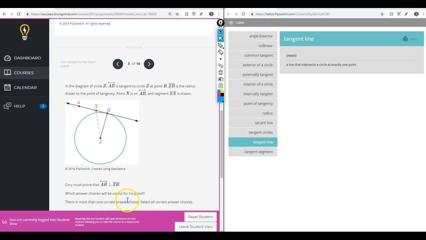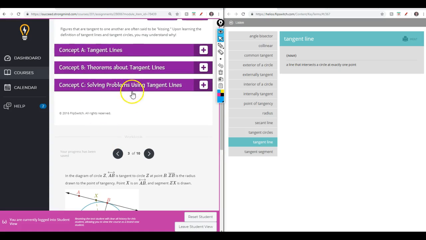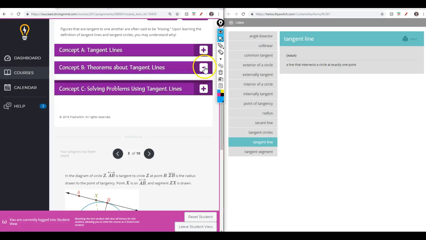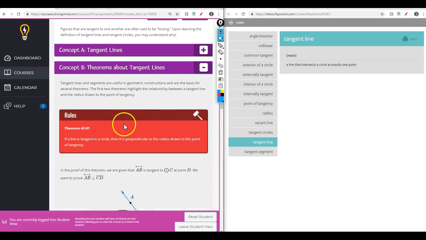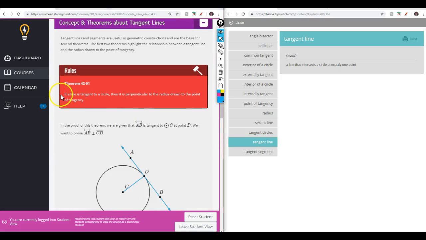There is more than one correct answer choice. Select all correct answer choices. Okay, so this is giving us a diagram. It wants to know that a line at its point of tangency is perpendicular to the radius. So I'm going to go to the theorems about tangent lines section. And right here it says if a line is tangent to a circle, then it is perpendicular to the radius drawn to the point of tangency.